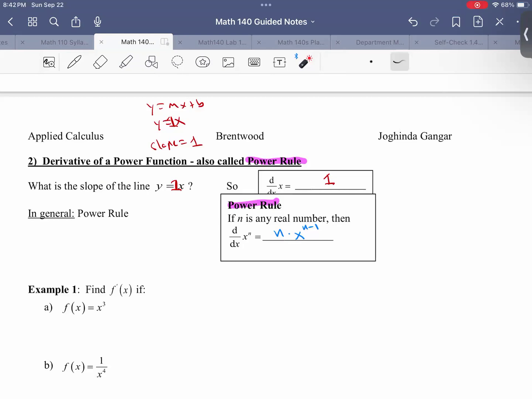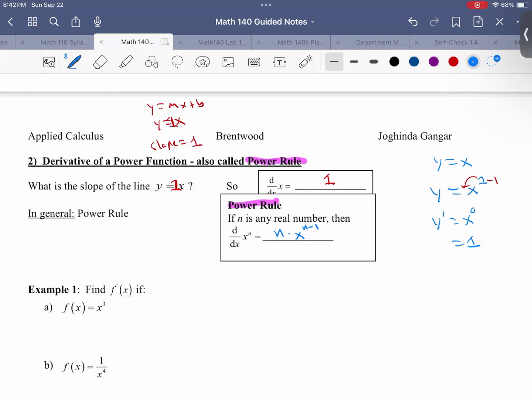Okay. So this also relates to the derivative of just x. Because think about it. If we have y equals x, that's the same thing as y equals x to the first power. What am I going to do? Well, if I take the derivative, I'm dropping this down and I'm subtracting 1 from it. So that means y prime equals x to the 0, and anything raised to 0 is just going to be 1. So that's how the power rule works.